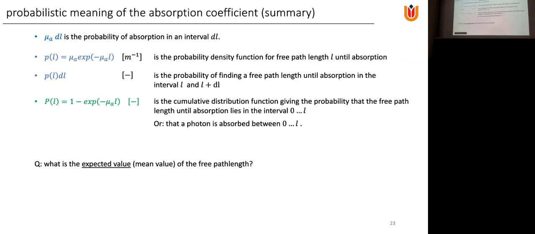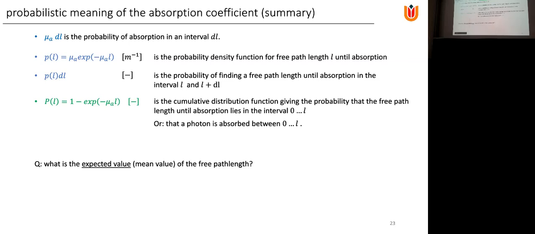One additional question: if in blue we have the probability density function for path length until absorption, do you know how we can calculate the expected value of that path length, the mean value of the path length? Do you know how that is done? So P(L) is the probability density function, and I want to have the mean value, the average value, the expectation value of L.